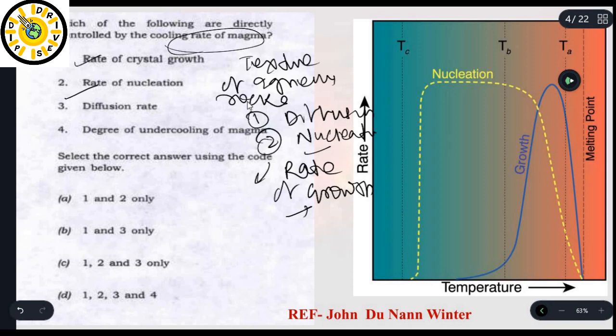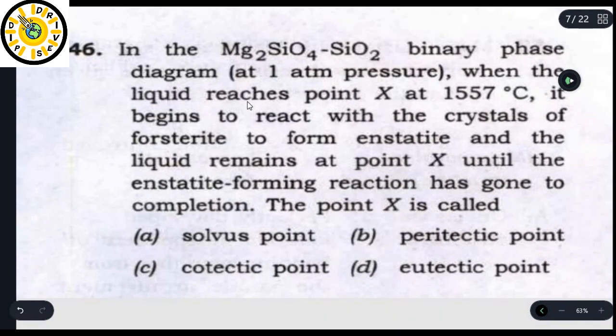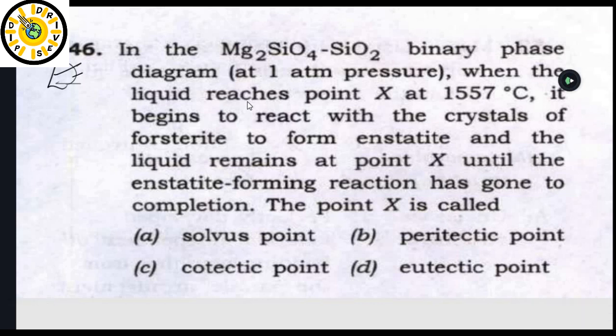Okay, as I have said, the answer is all of these, because the rate of nucleation also affects the cooling rate of magma, and the diffusion rate will affect the cooling rate of magma, right? I have already told this in the previous video. So without further delay I will discuss question number 46 onwards. For question 45, for the time being I will stop for now. In the next part I will cover question number 45 in a broad manner. So let's start the question.